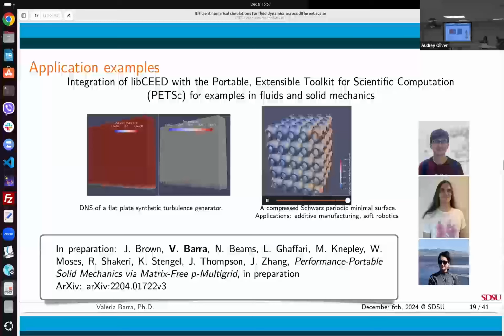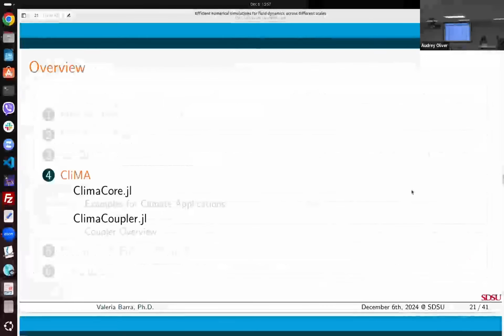Here you see a compression of this Schwarz periodic minimal surface. This could be used in additive manufacturing and robotics. And we use this in some direct numerical simulations of a flat plate. For instance, here you see some turbulence in the bottom layer. These are the students that I helped co-supervise while I was a postdoc at CU Boulder, and I would like to acknowledge their work as well. Questions here? I can move on to the next and final part.